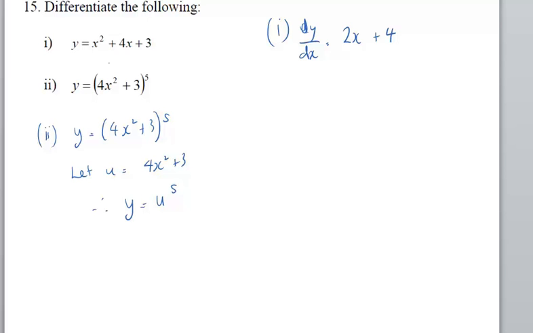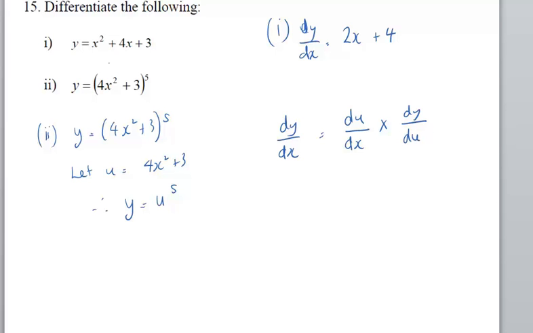And we went through this and we said, well, dy on dx, and we can differentiate u with respect to x, is du differentiated with respect to x multiplied by y differentiated with respect to u. So our du's cancel out and we get dy on dx.